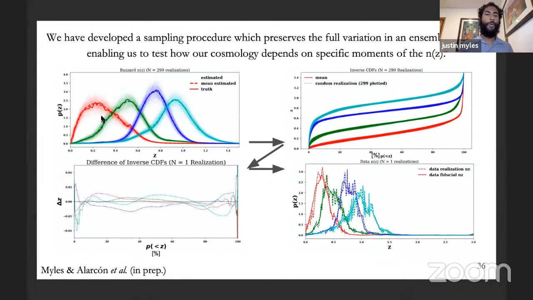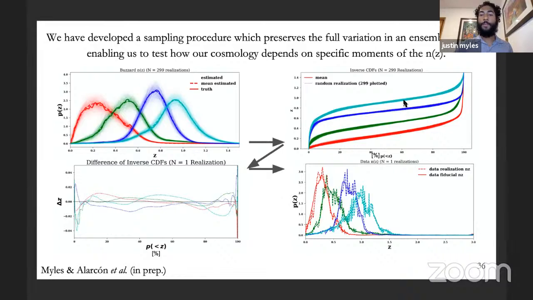And the question is, well, we think that sample variance is right. What we really need, though, is an ensemble of the data redshift distributions, not simulations. How can we transfer that variance in this ensemble into the data? This is how we do it. From each of these probability distribution functions, we can compute an inverse cumulative distribution function. So we've just flipped the axes and integrated. The x-axis now is percentile, the y-axis is redshift.